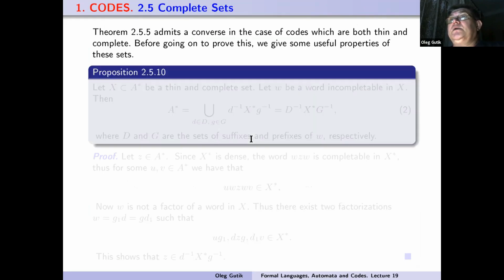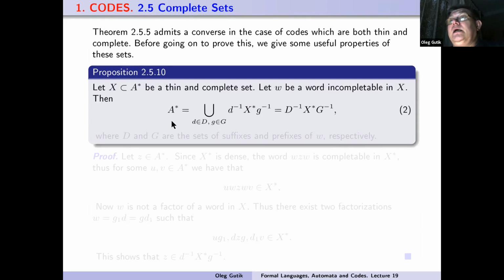Proposition 2.5.10. Let X be a subset of the free monoid A* that is thin and complete. Let w be a word incompletable in the set X. Then A* is the union, where D and G are the sets of suffixes and prefixes of the word w respectively.